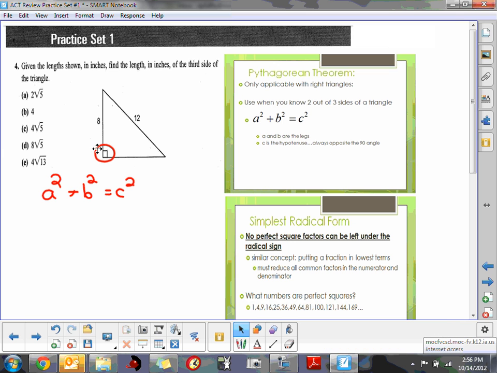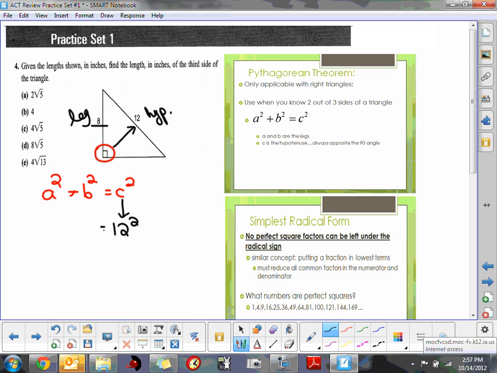And then we know that we have two different missing parts. One is a leg, and the other one is the hypotenuse. If you ever have any trouble finding the hypotenuse, it's always directly across from the right angle. So what we've got to be careful with is to make sure that we put the length of the hypotenuse in for c. C always stands for it, so that's 12 squared equals.